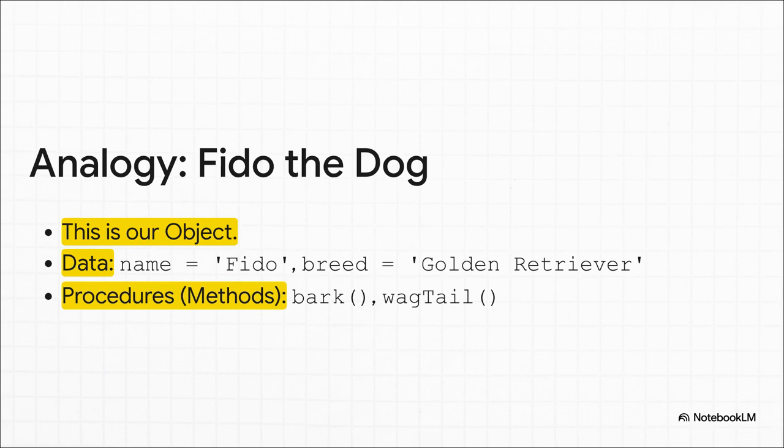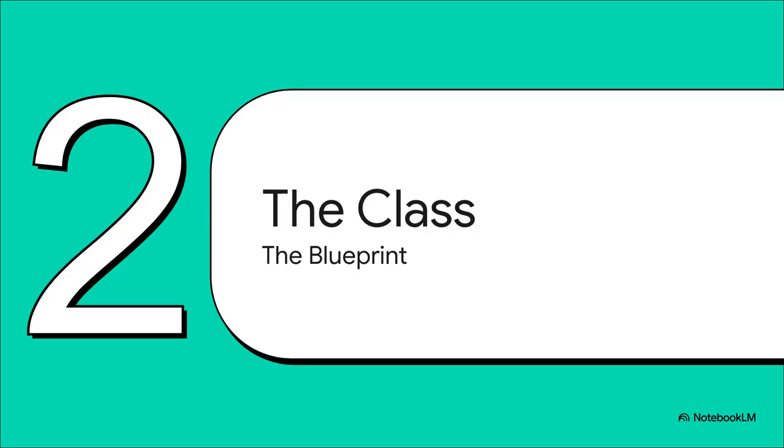I know, that sounds a bit abstract, so let's make it really simple. Imagine our object is a specific dog, and let's call him Fido. The data about him would be things like his name is Fido, and his breed is Golden Retriever. Those are his properties. The methods, well, those are his actions, like barking or wag tail. The key is that all of that, what Fido is and what Fido can do, is bundled up together in that one Fido object.